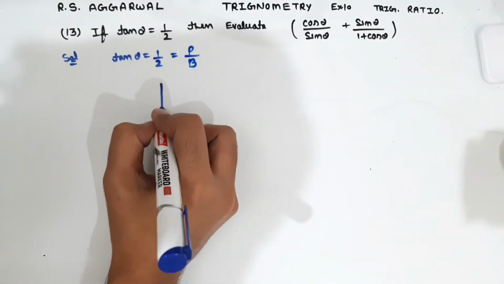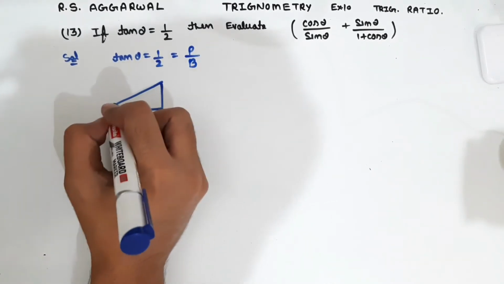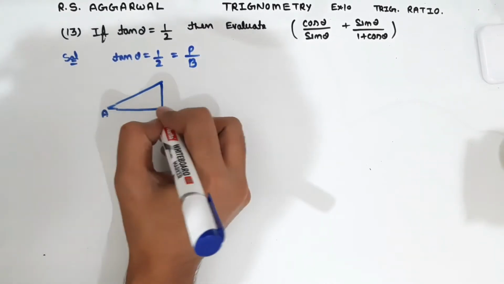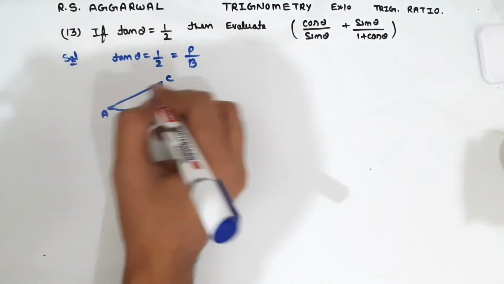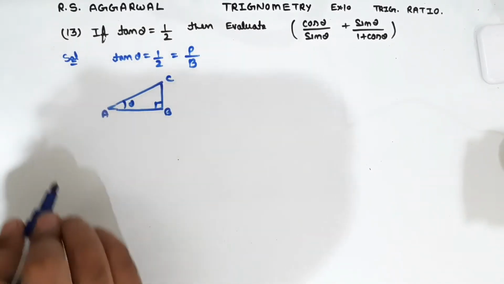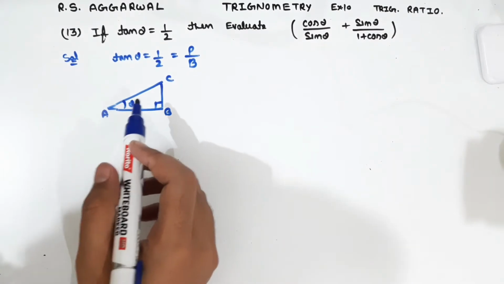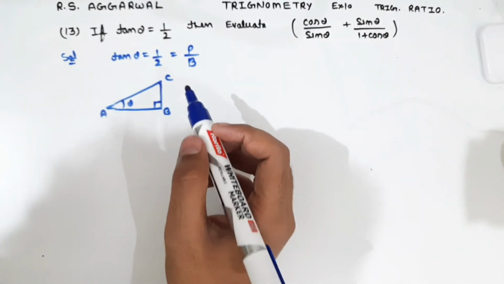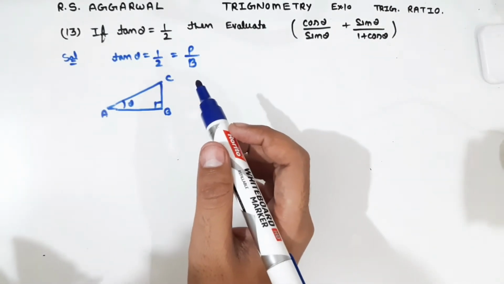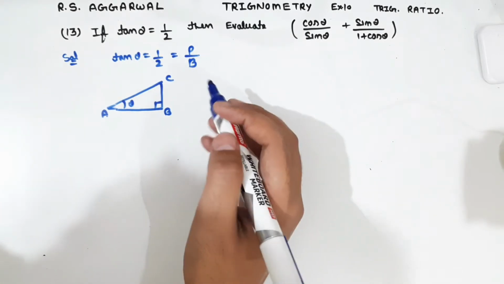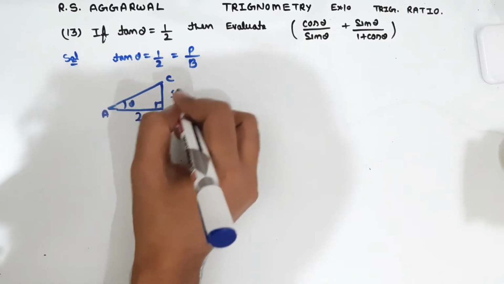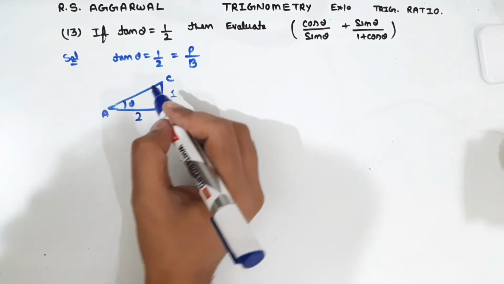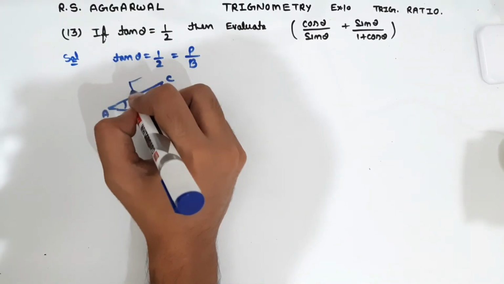So draw a right angle triangle ABC in which the angle is theta. So our perpendicular will be 1 and base will be 2. So hypotenuse will be under root 5.